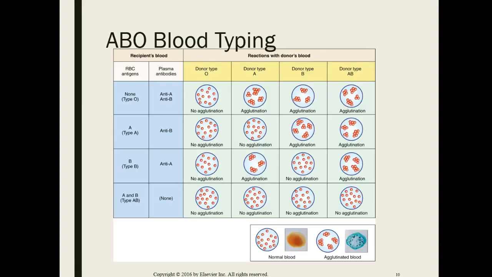This diagram shows what happens to the blood cells if the wrong blood type enters the body. So if we have a person who is type A, they can receive type O and there's no agglutination, or type A, but if type B or type AB blood is donated to a type A person, those blood cells are going to clump together.